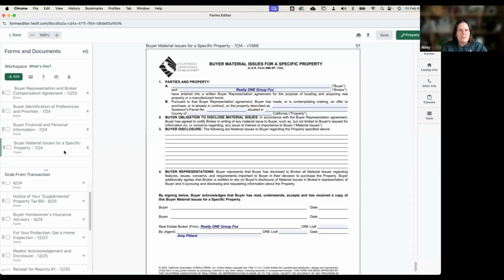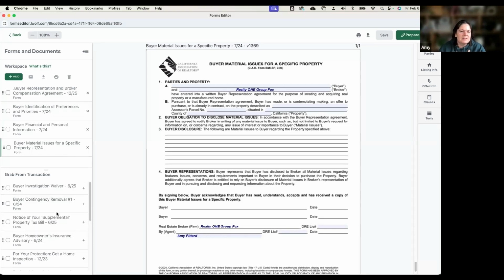So I think this is a good form. It is mentioned, like I said, in both the BRBC and in the residential purchase agreement that the buyer can make sure that they put all of their questions or concerns in writing. This is the form to be able to do so. So I think it's a good form to make sure that our buyers have a copy of and that they're presented with a couple times during that transaction. Okay, so I like to have this one in my template.